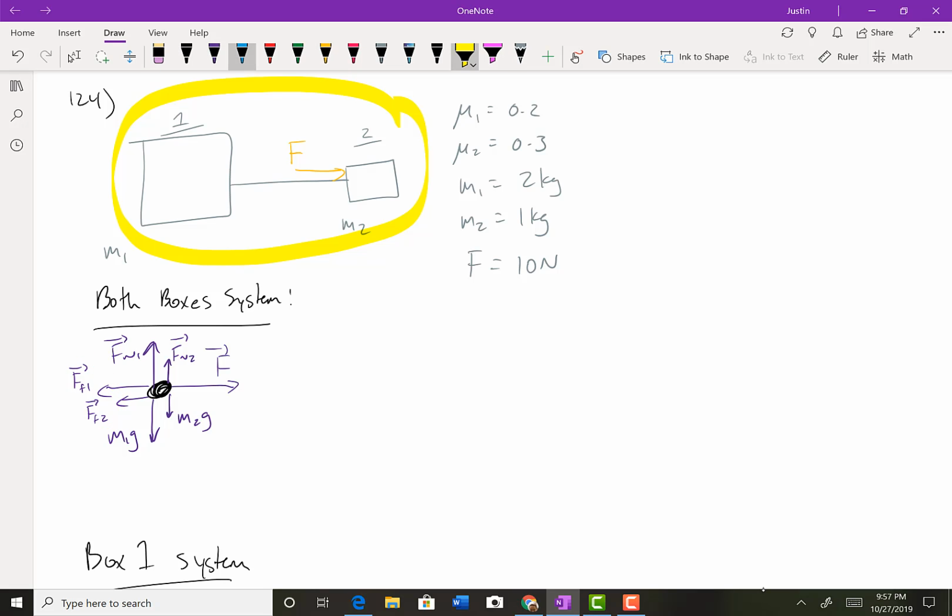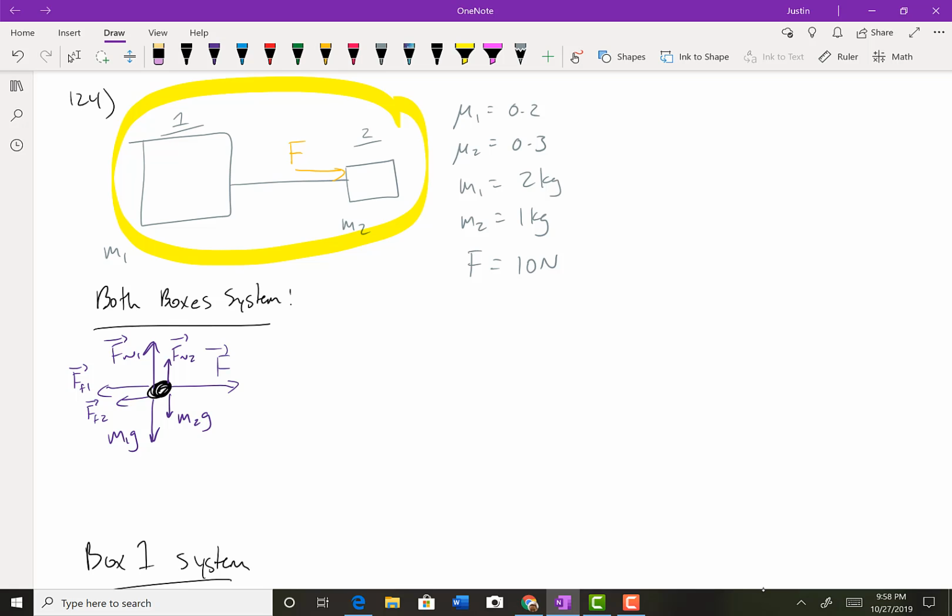So I've got kind of acting on this whole system, two forces in the vertical positive direction, Fn1 and Fn2. Two forces in the vertical negative direction, M1G and M2G. I've got just one force pointing in the positive x direction, which is F. That's this same force. They're the same thing. And then I got two friction forces, one from box 1, one from box 2, pointing in the opposite direction of x there.